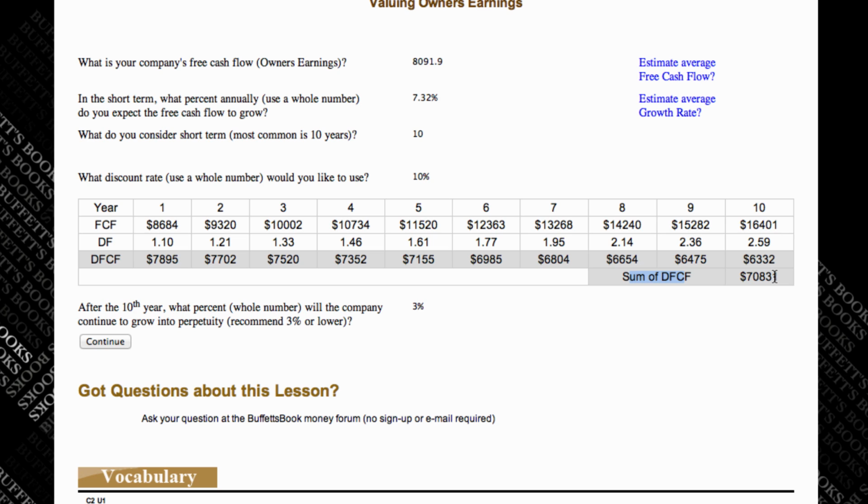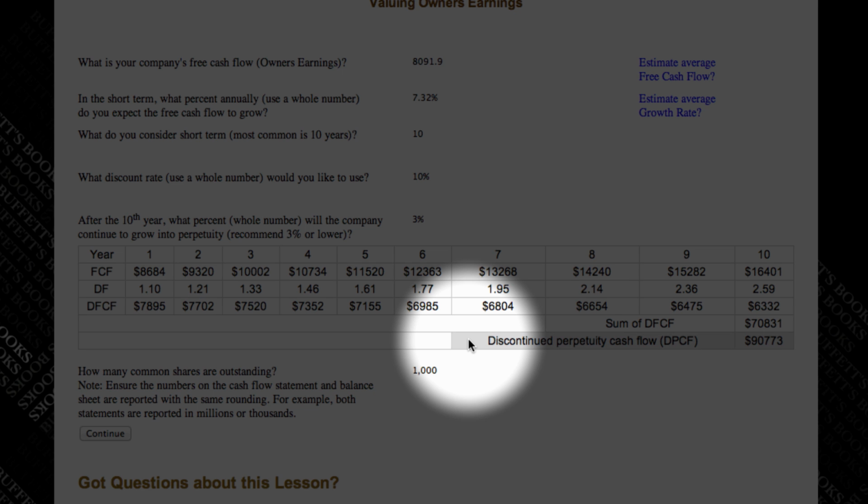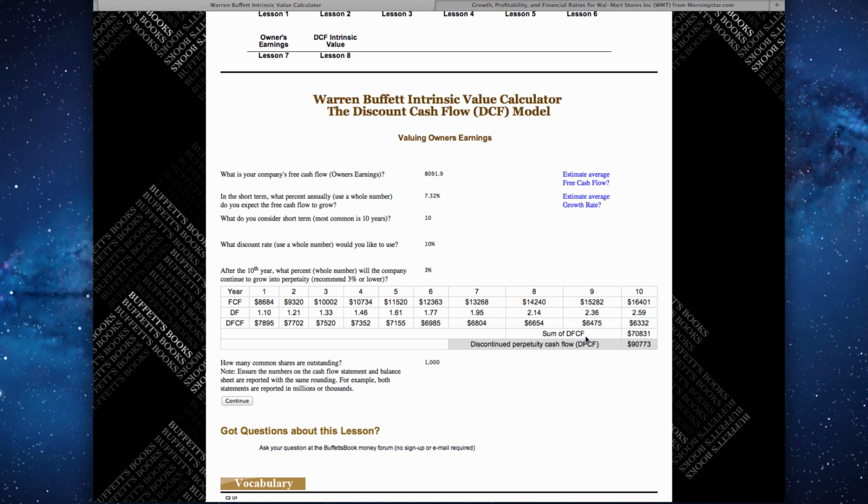And then it's going to add up all those cash flows, and then it's going to discount it back to today's value. So when you hit continue, it's going to figure that out for you. And you can see right here where my mouse is, it says discounted perpetuity cash flow. So for the first 10 years, we had $70.8 billion that were discounted back to today's value. Then when you add in the discounted perpetuity value, that's another $90 billion on top of that. So we've got all that money. It's all summed together.